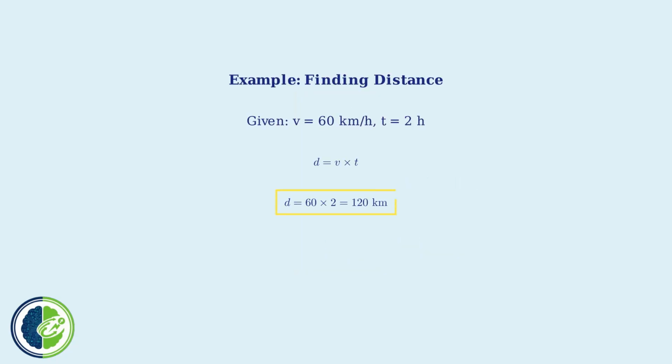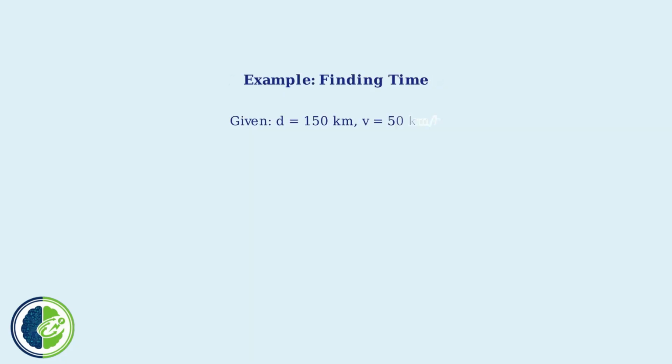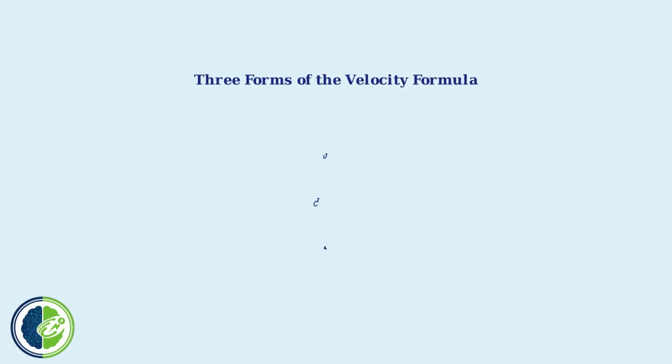First, finding distance. If a car travels at 60 kilometers per hour for 2 hours, the distance is 60 times 2, which equals 120 kilometers. Now for finding time. If we need to travel 150 kilometers at a speed of 50 kilometers per hour, the time needed is 150 divided by 50, which equals 3 hours. By rearranging the velocity formula, we can solve for any variable as long as we know the other two. This makes the velocity formula incredibly versatile for solving real-world problems.